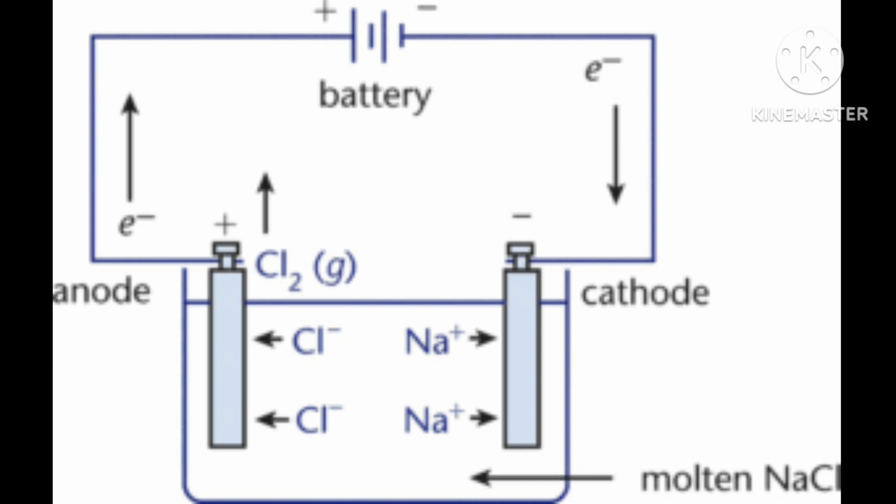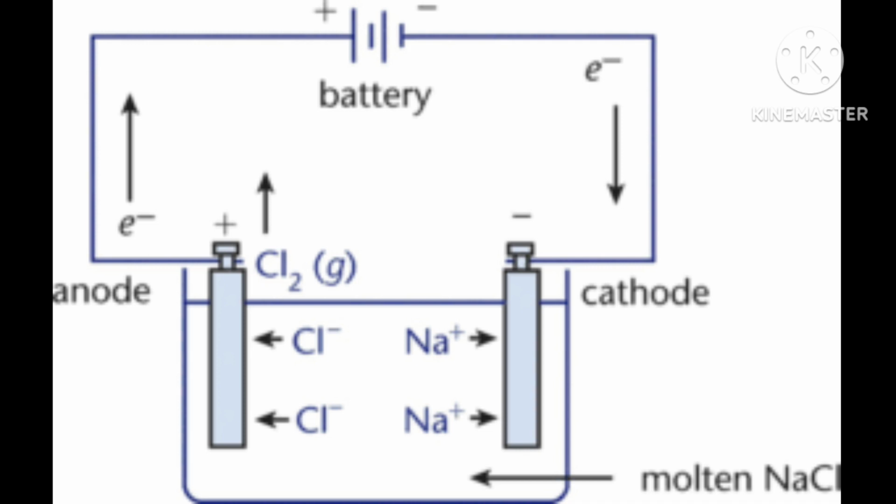For that, how much potential do you require? You require minus 2.71 volt for this process. And for hydrogen, H+ plus 1 electron gives half H2. For this, it requires 0 volt. For the standard hydrogen electrode, the potential is considered as 0.